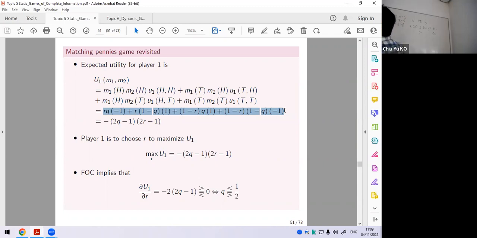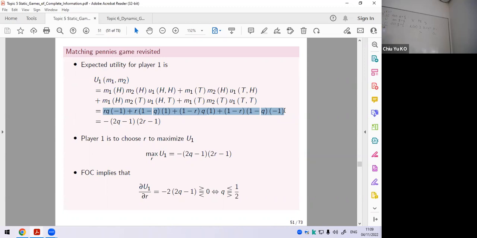So what does that mean? It means that if Q is less than 1/2, look at this, you want R as large as possible. What does that mean? We have a boundary, so your R will be 1. Otherwise, the R will be 0.